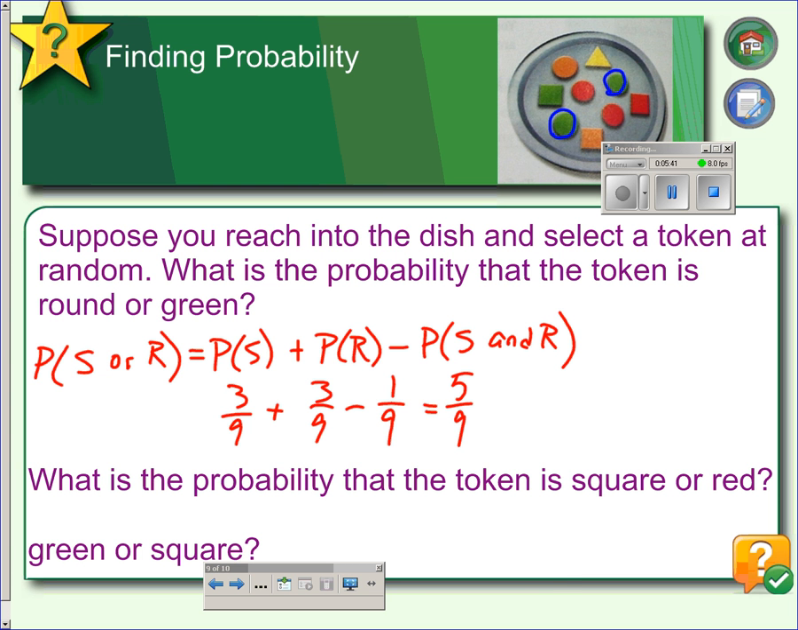Finally, and I'm going to leave you to do this one yourself, you can calculate the probability that's green or square by doing the same method. And that concludes lesson 11.3.